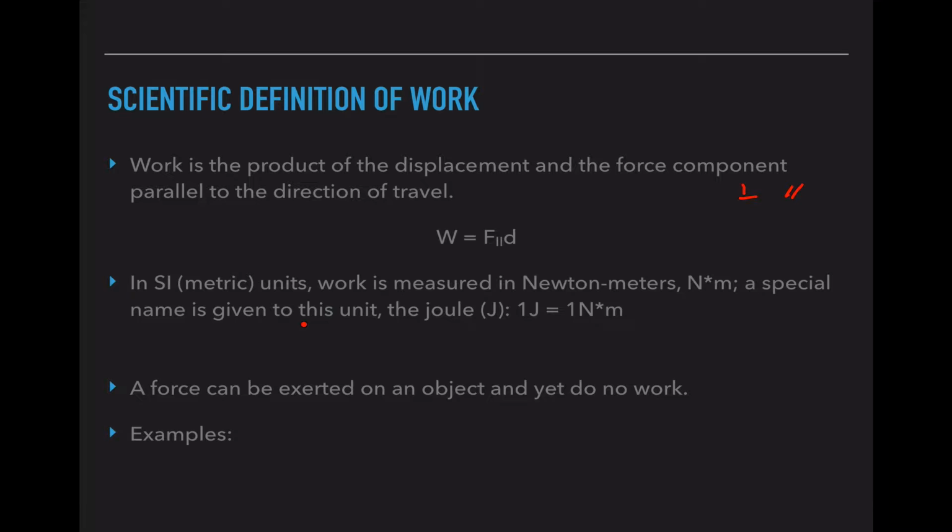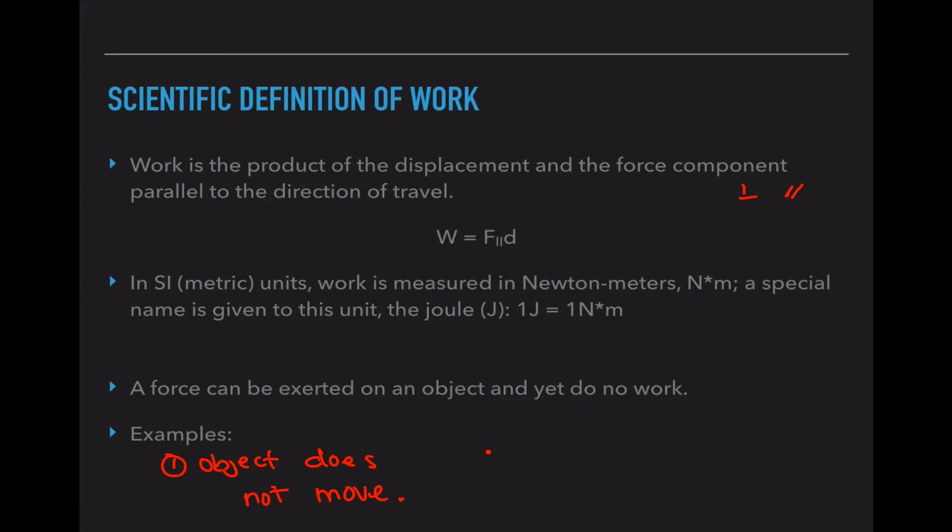Since our equation is very specific, force parallel to the direction times the distance, that means force can be exerted on an object and yet no work is done at all. There are two examples of this. The first example is if the object does not move. We can apply a force all day, but if the object does not travel any distance, then the work is negligible. We can ignore it.